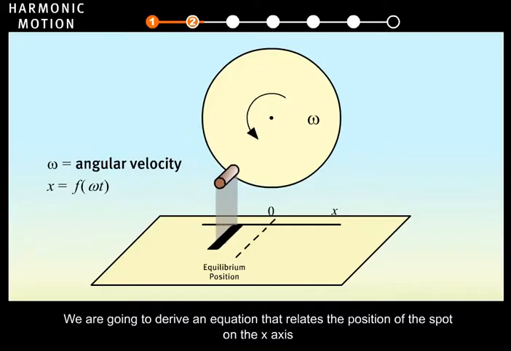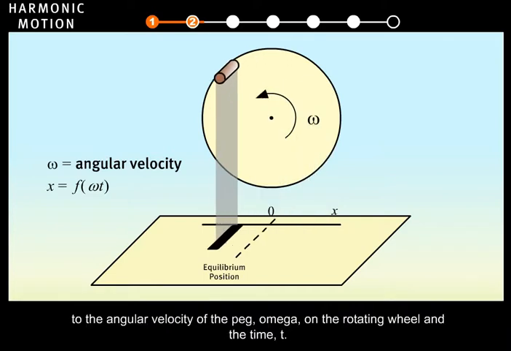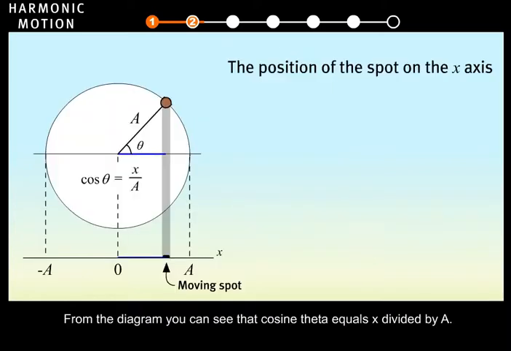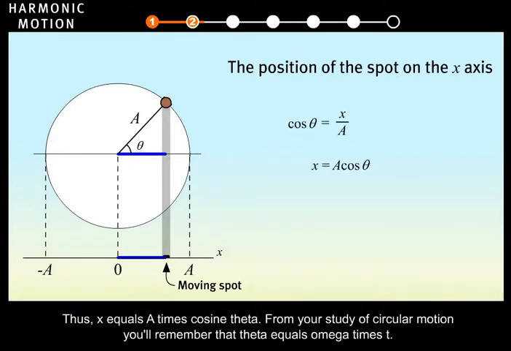We are going to derive an equation that relates the position of the spot on the x-axis to the angular velocity of the peg, omega, on the rotating wheel and the time t. From the diagram, you can see that cosine theta equals x divided by A. Thus, x equals A times cosine theta.